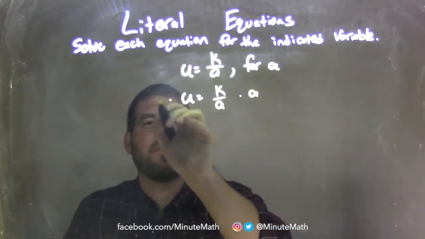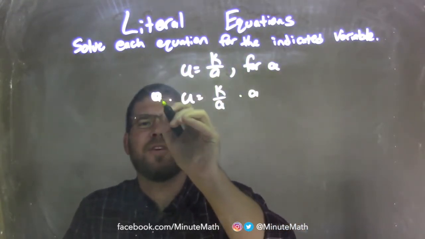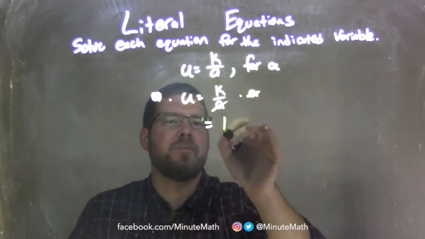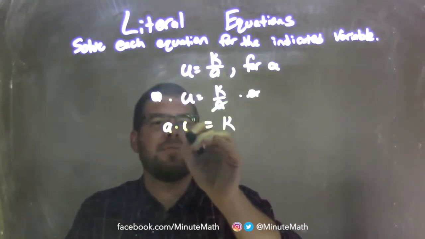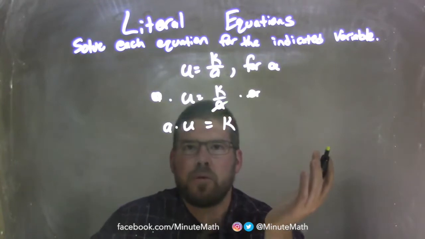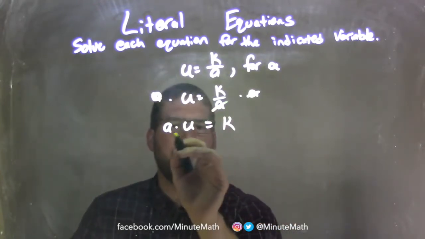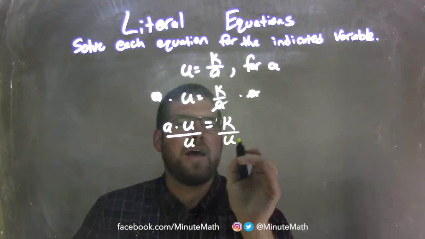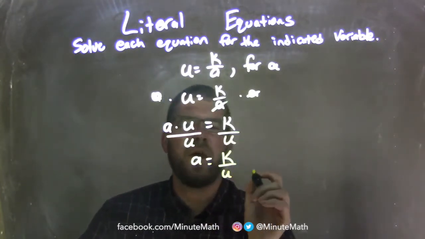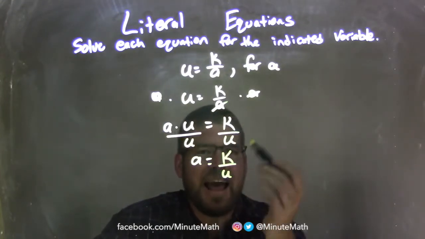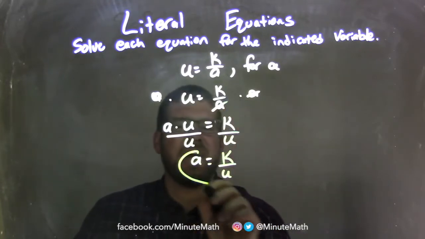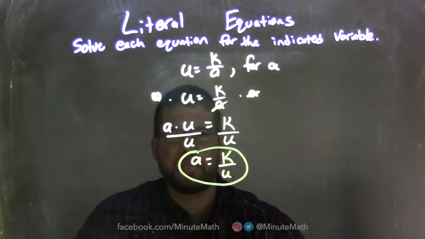But I prefer solving the problem this way. By multiplying a to both sides, I eliminated the a there, leaving me a k on the right and a times u on the left. But now it's just one more step, right? I can divide by u on both sides, and that leaves me with an a on the left by itself and a k over u on the right. And a is already isolated now, and it's on the left-hand side. It already looks nice and neat. And so my final answer here is just a equals k over u.